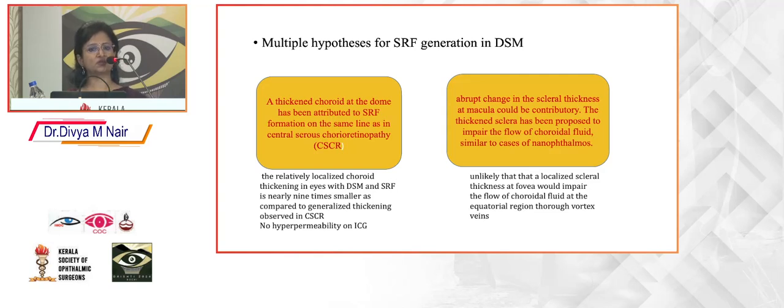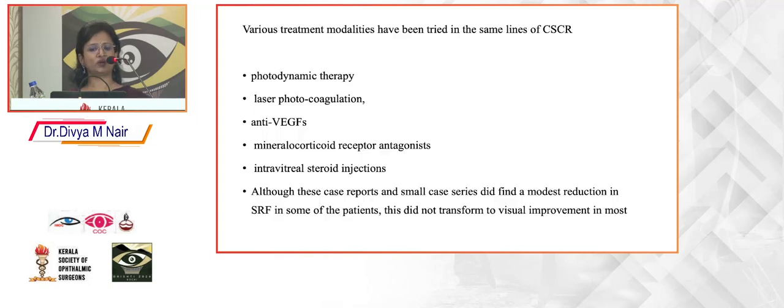And for the SRF also, there are multiple hypotheses. One is similar to CSR, that there is a thick choroid at the dome which is causing the fluid. The other one is similar to nanophthalmos, that there is more thickened sclera which is impairing the flow of the choroidal fluid. So various treatment modalities have been tried along the lines of CSR for this dome-shaped maculopathy also, but many times it is resistant to treatment and it keeps on recurring.